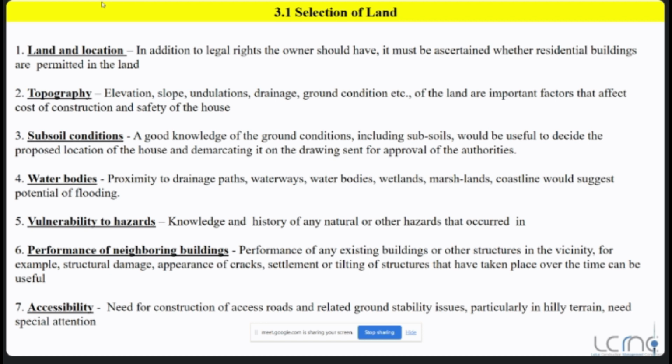I have already explained all of this, so I'm not going to go through it again. Number 6, performance of neighboring buildings. Again, I have explained this one. That means you need to understand the performance.